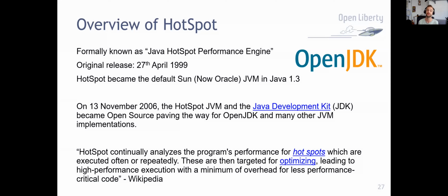Now, in November 2006, the HotSpot JVM and the Java Development Kit, the JDK, became open source. And this really paved the way for OpenJDK and many other JVM implementations out there. So thank you for that. HotSpot continuously analyzes, this is kind of how it works, and this is what I quoted from Wikipedia, the program's performance for hotspots, which are executed often or repeatedly. These are the ones that are targeted for optimization, leading to high performance execution, which is why it's called HotSpot.